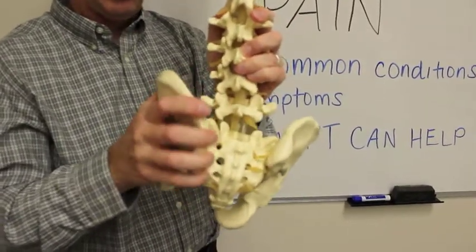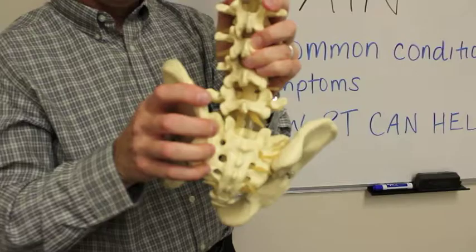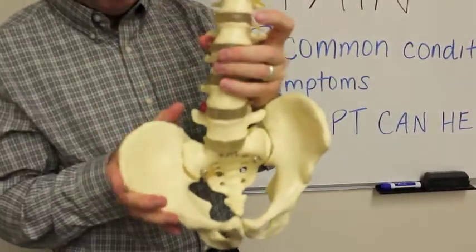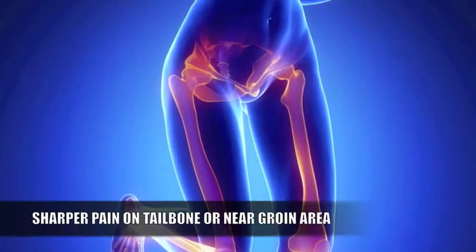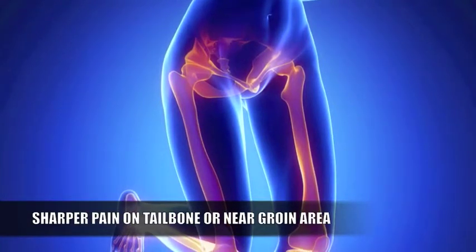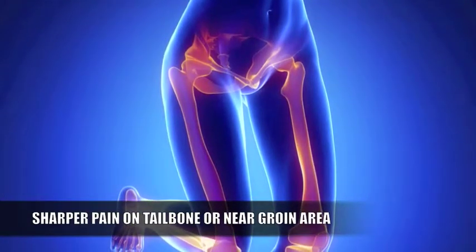And so your pelvis starts to move and it creates this friction between those two bones. And that's really what starts to cause that pain and that discomfort. It'll present itself as a little bit more of a sharper pain. It's generally localized right in your tailbone.